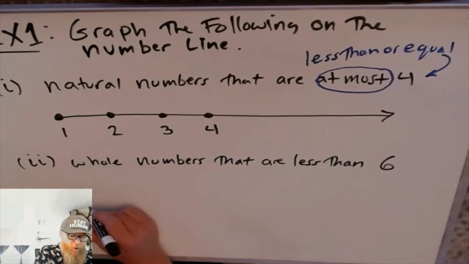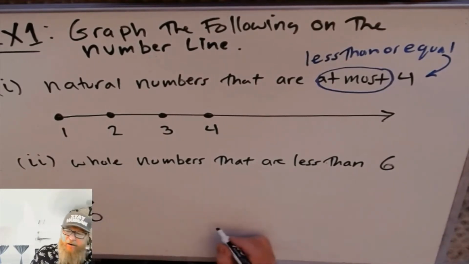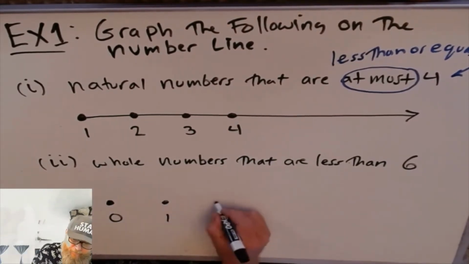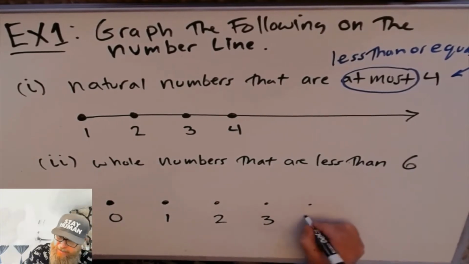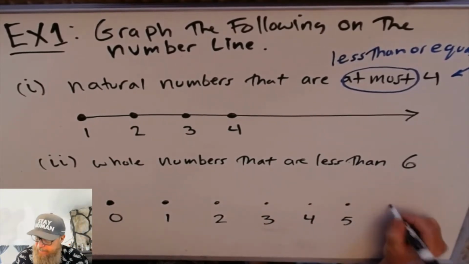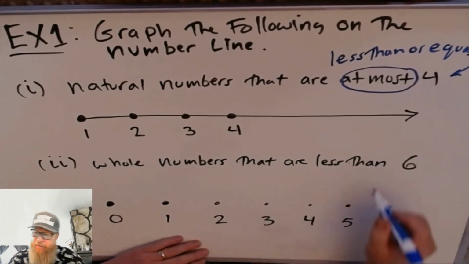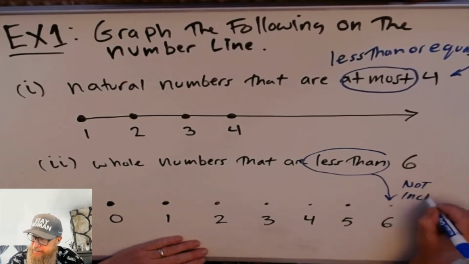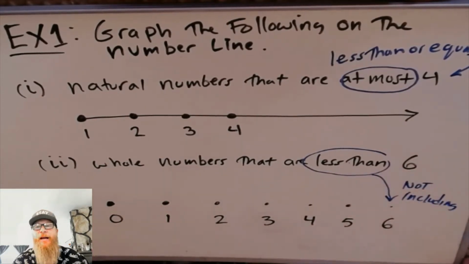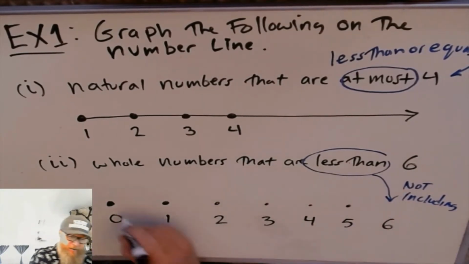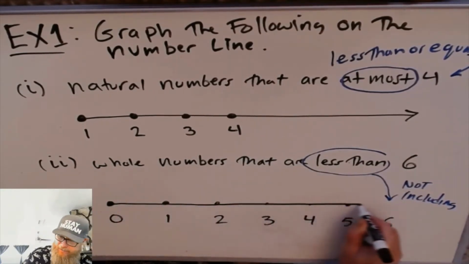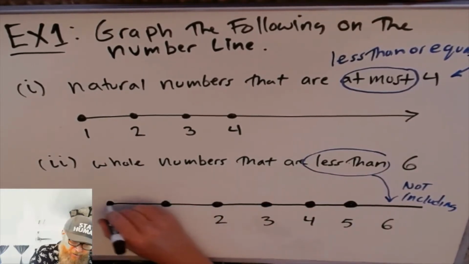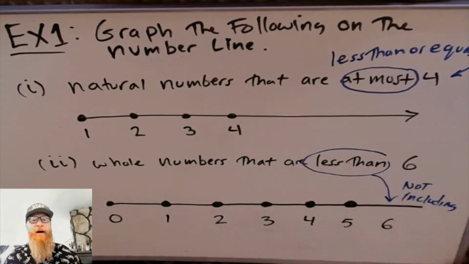For the next one, whole numbers. So whole numbers start with 0, and then we have 1, 2, 3, 4, 5, and 6. But we need to be careful. Less than means not including 6. So we are not going to put a dot at 6. Just 0, 1, 2, 3, 4, and 5.